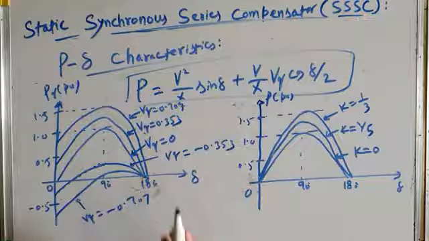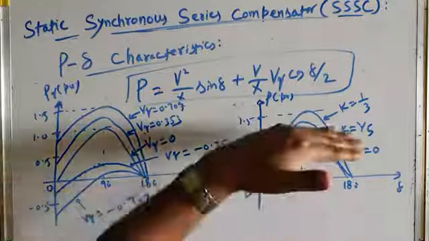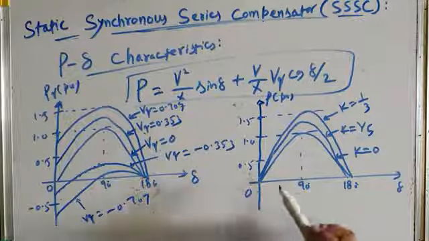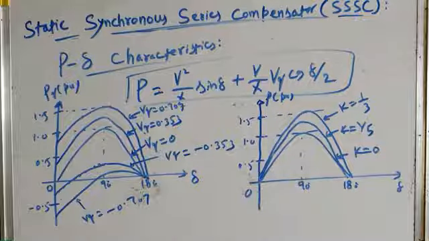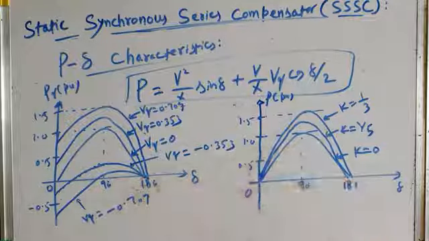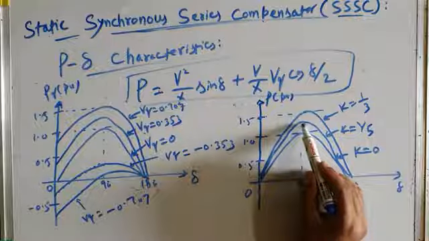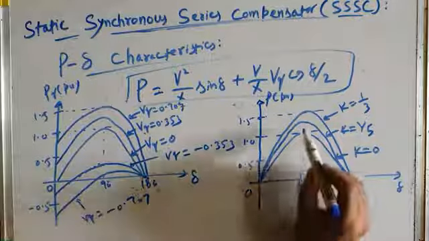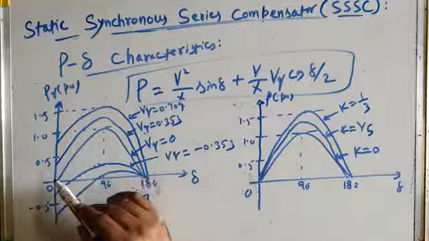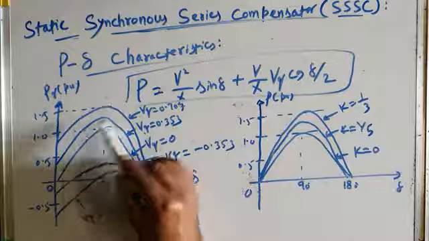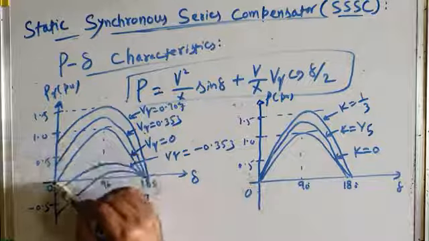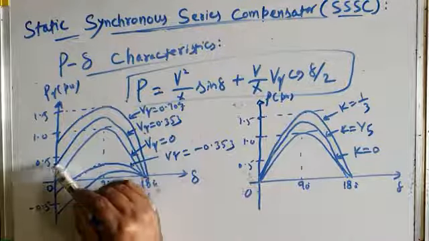However, there are two differences between series capacitive compensation and series compensation by SSSC. Number one, in series capacitive compensation, as the degree of series compensation increases, the transmittable power increases as a percentage of power of the uncompensated line. So for example, here it may increase by 20%, then 30%, and it is dependent on delta. Whereas in SSSC series compensation, as VQ is increased, the power transmitted over the line does not increase as a percentage, it increases as a fraction of uncompensated power, and it is independent of delta.